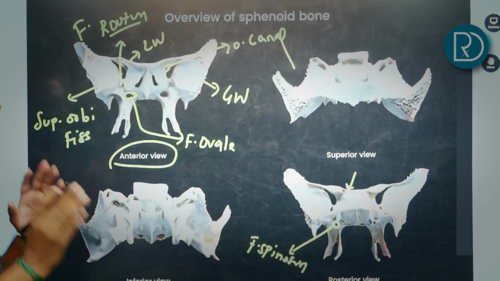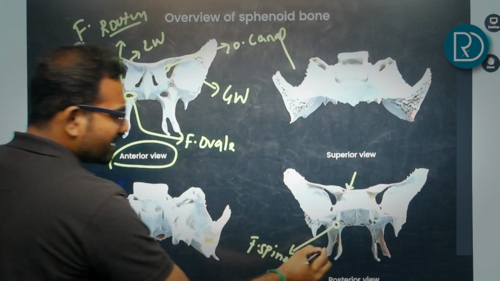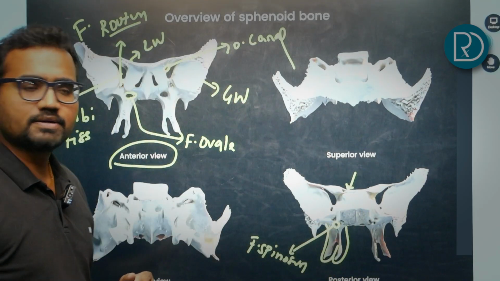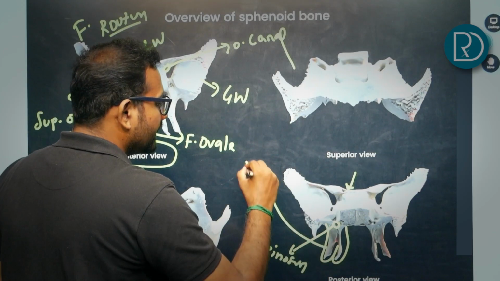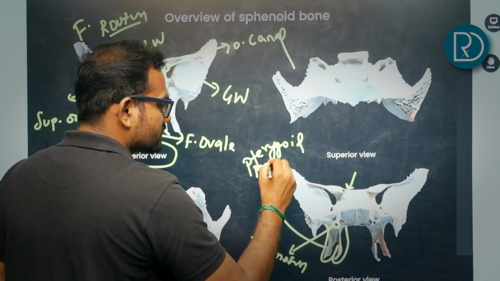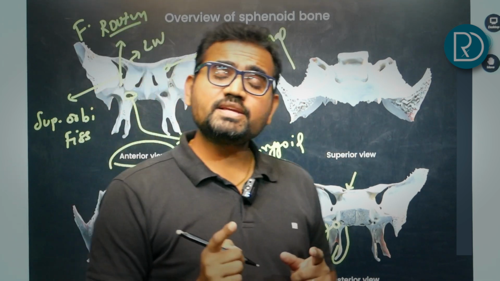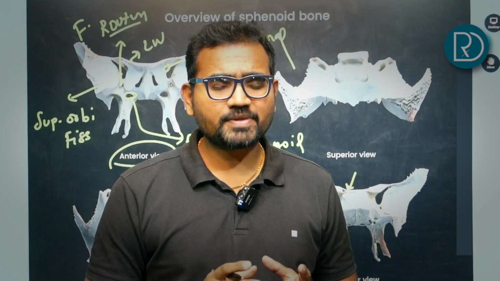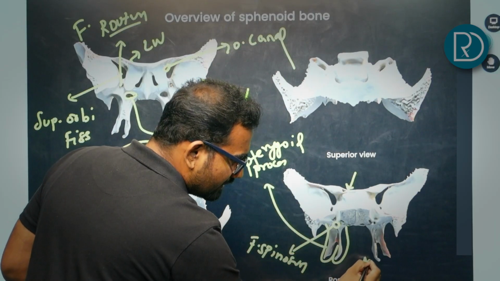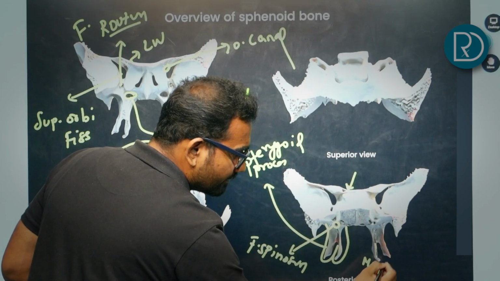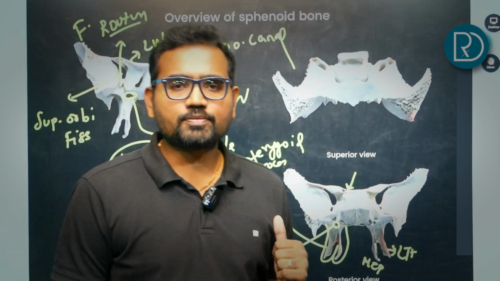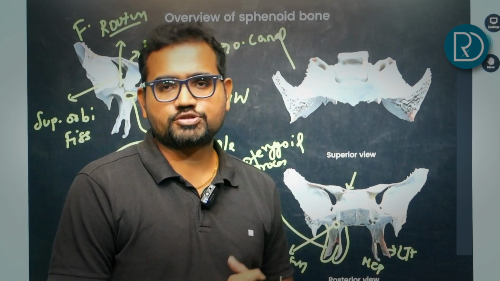Now moving on to the other structures. You see a beautiful process here, that is called the pterygoid process. As I said, anything towards the midline is medial, anything away from the midline is lateral. So this is the medial pterygoid process, and this is the lateral pterygoid process.